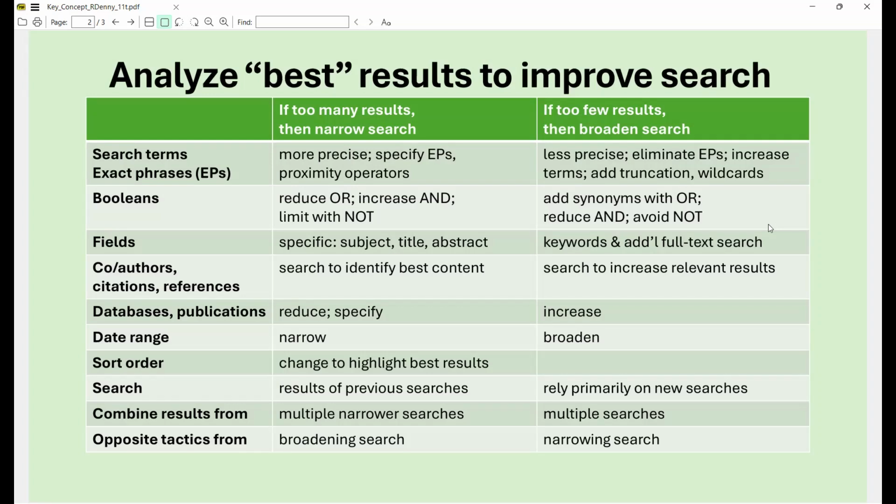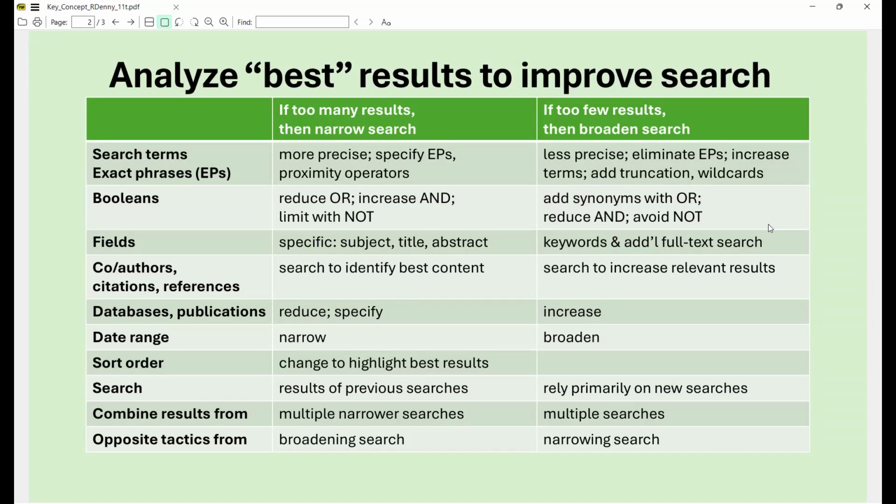And with search, we can use that initial search or the subsequent searches that we get and then apply new searches to them to get a subset of highly relevant results. We can combine results from multiple narrower searches. So in general, we are going to apply the opposite tactics from the next thing that we'll discuss, which is broadening search.